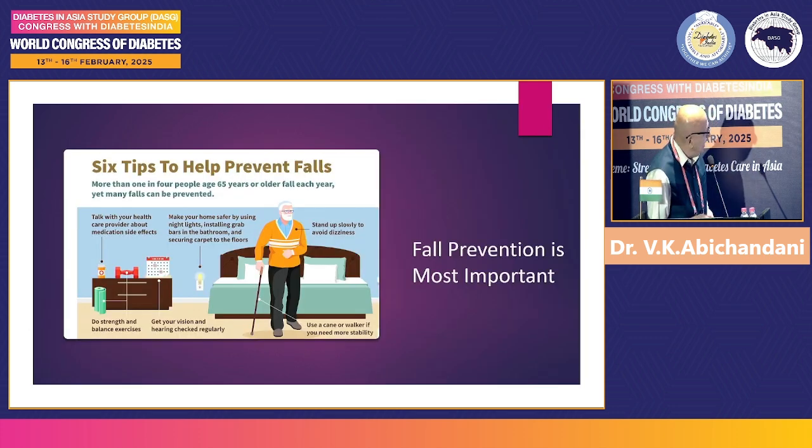So this is the second last slide, honorable chairpersons. These are all 6 golden tips to help prevent falls. The elderly person with diabetes should talk with his healthcare provider about medication side effects. He should be doing strength and balance exercises. He should be getting his vision and hearing checked regularly. Make his home safe by using night lights, installing grab bars in the bathroom, and securing carpets to the floor. Stand up slowly to avoid dizziness, and use a cane or a walker if needed for ensuring stability.